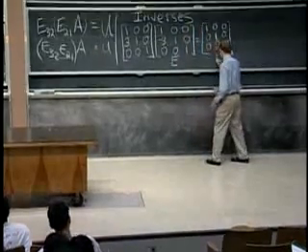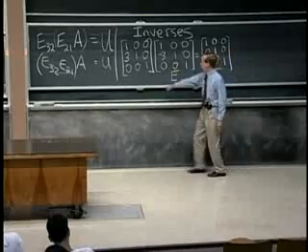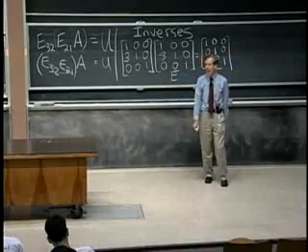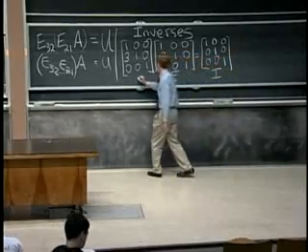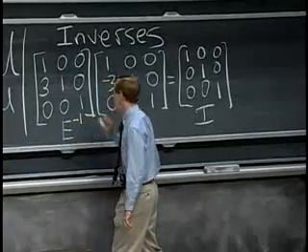Okay, so if this matrix was E, and this matrix is I for identity, then what's the notation for this guy? E to the minus 1, E inverse.